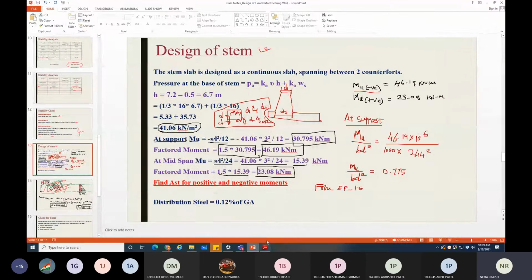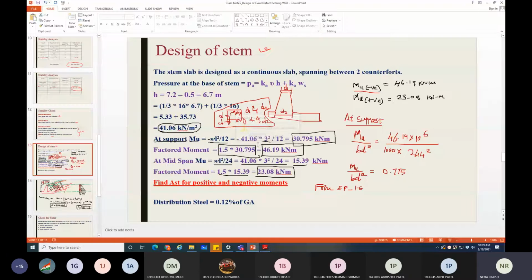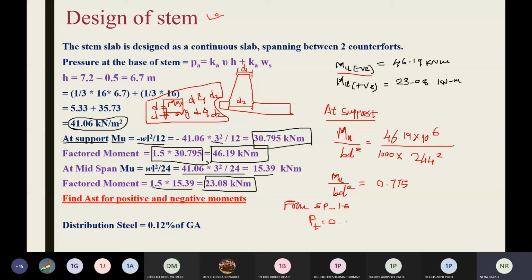So from this you can find 0.233 percentage steel. So I am taking that value over here. Pt is 0.233. Right, so this is my percentage steel. Here only you need to check that your Pt is more than Pt minimum, that is 0.12%. If not, at least you need to consider 0.12%. So this is about your percentage steel 0.233.